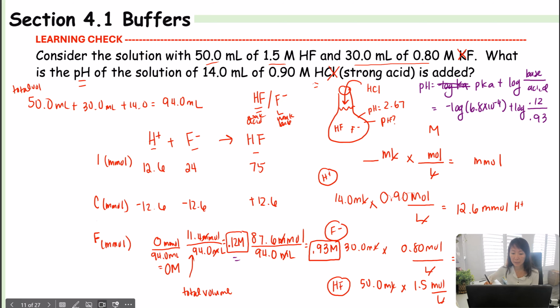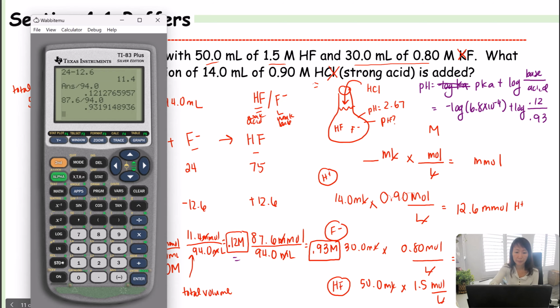Okay, let's plug this in. So we have negative log of 6.8 times 10 to the negative 4. Press enter, and then I'm going to add the log of 0.12 divided by 0.93.